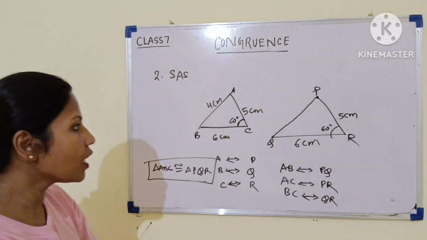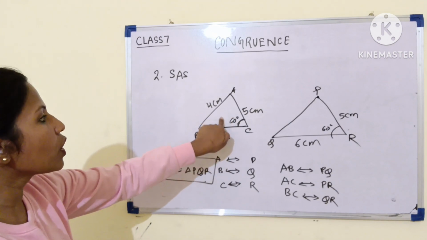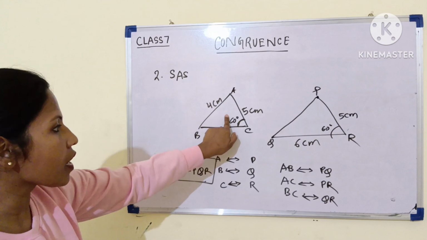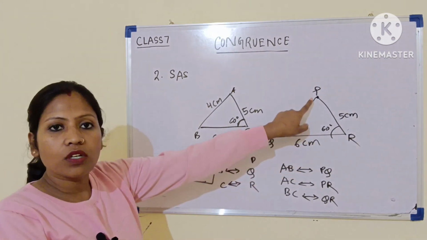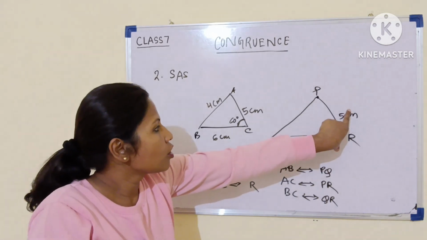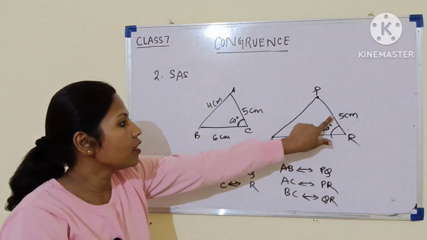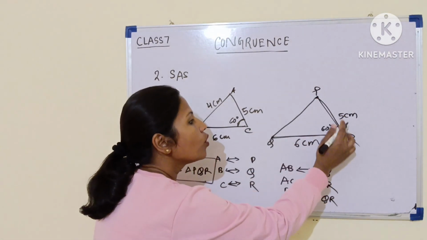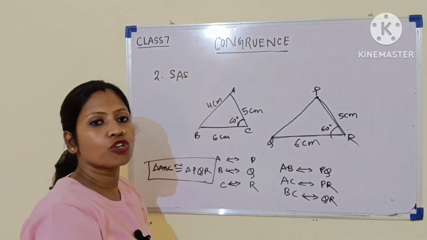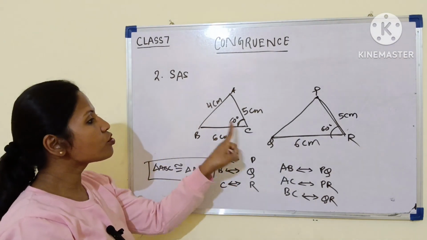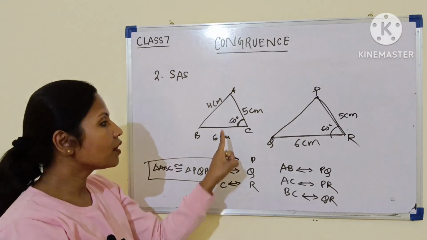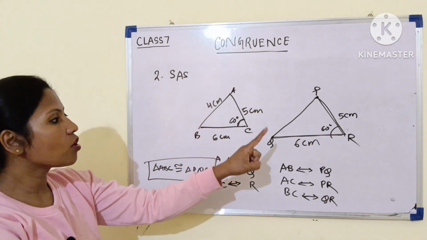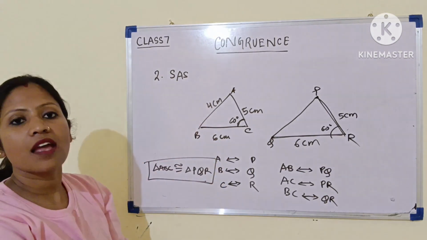What is the SAS property? If two sides and the included angle, the angle made by those two sides, are equal to the corresponding two sides and included angle of another triangle, then these two triangles will be the same, and that is called congruent. This is called congruency by the SAS property.